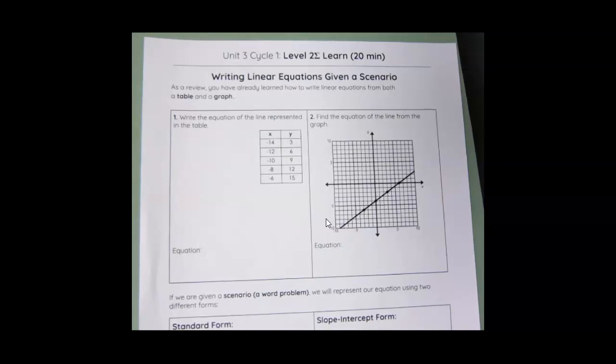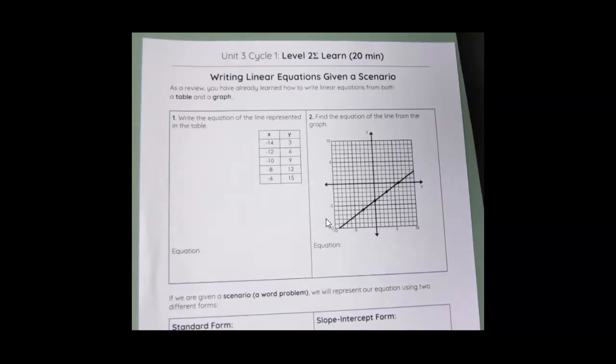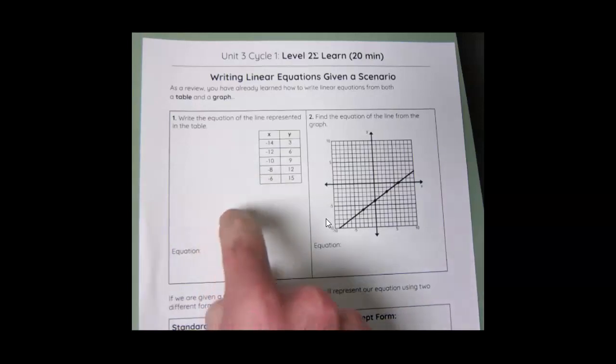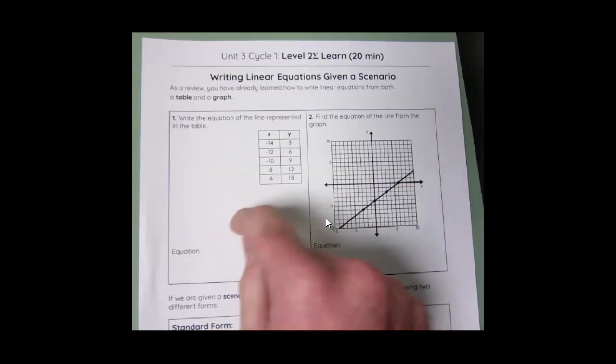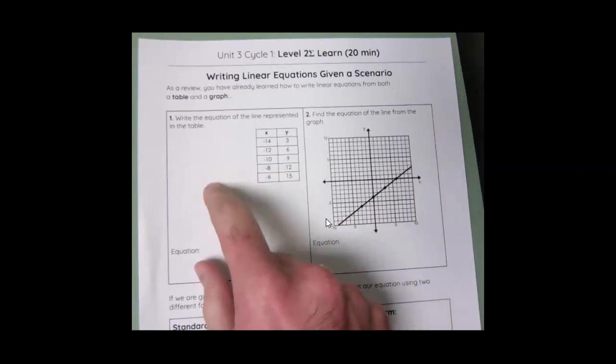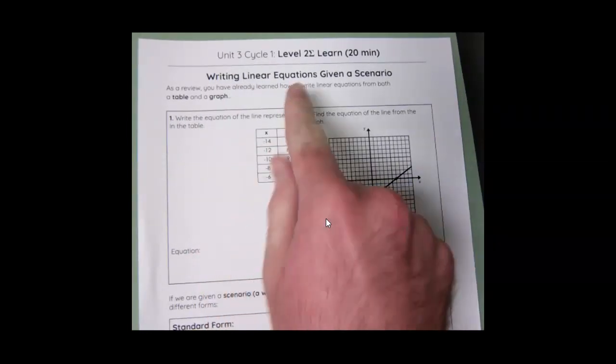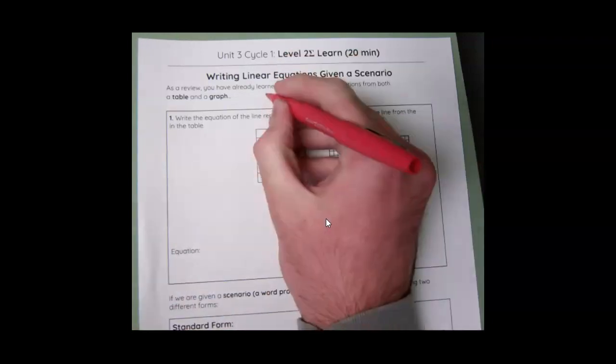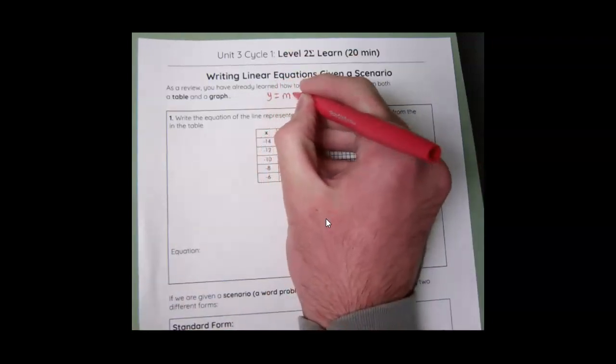Let's get into it. So today we are going to learn how to write linear equations given a scenario. In the last two videos, I believe triangle and infinity, you should have learned these two things. But as a quick review, we're going to remind ourselves how to write linear equations from both a table and a graph. In both situations, we want our equation to be in the form y equals mx plus b. That's our ultimate goal.